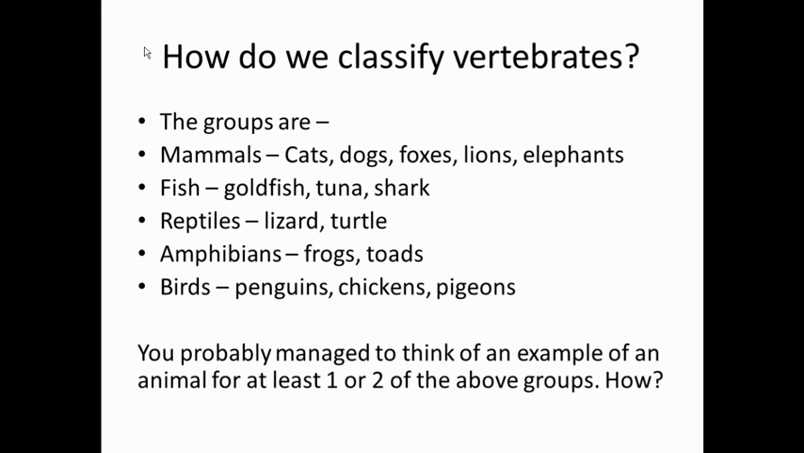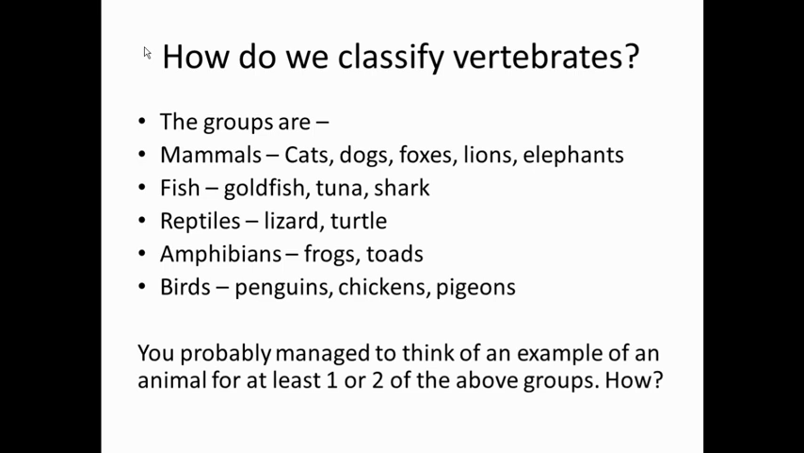Okay, so for mammals, you could have had cats, dogs, foxes, lions, elephants. Fish, you could have said goldfish, tuna, sharks, anything along those lines. Reptiles are things like lizards and turtles. Amphibians are frogs and toads. And then you've got birds, so you could have said penguins, chickens, pigeons. So I'd imagine you probably managed to think of an example for at least one or two groups.